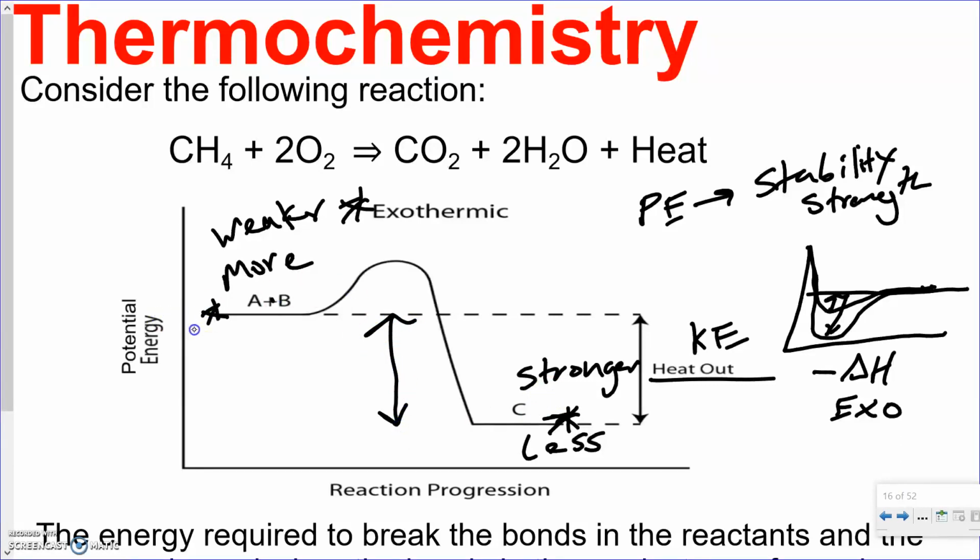Now, if there were numbers on here, like let's say this was 50 and this was 20, we could then determine that 30 kilojoules or joules, whatever it happens to be, were lost. Okay, now right now we're looking at this more qualitatively than quantitatively. Okay, so that's what I want you to get at right now. We'll come back and talk about endothermic in just a moment.